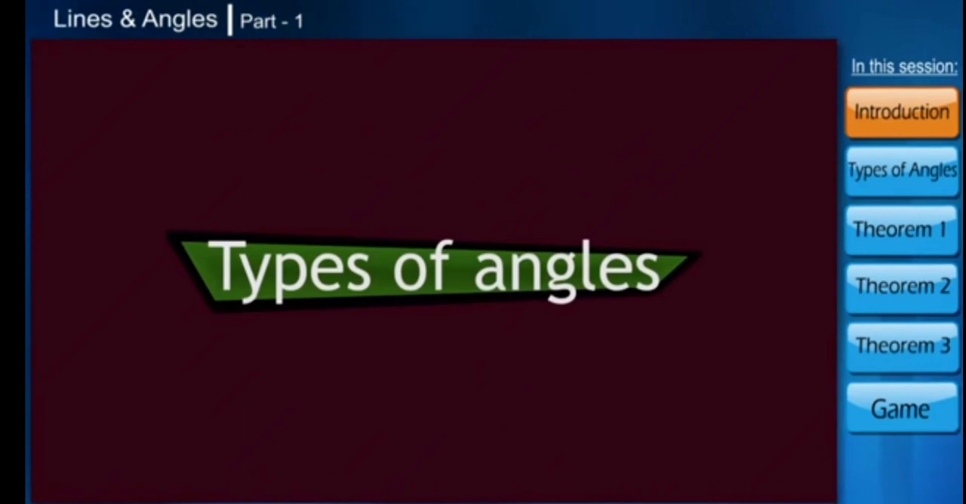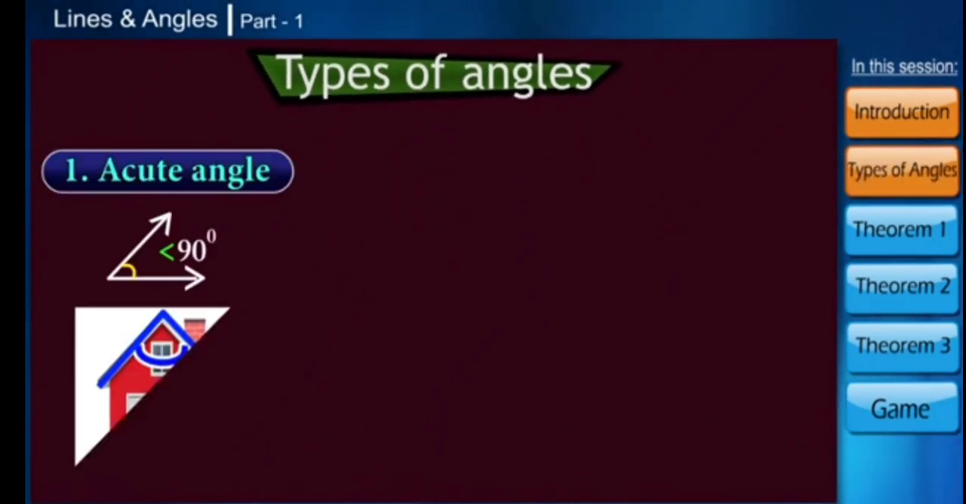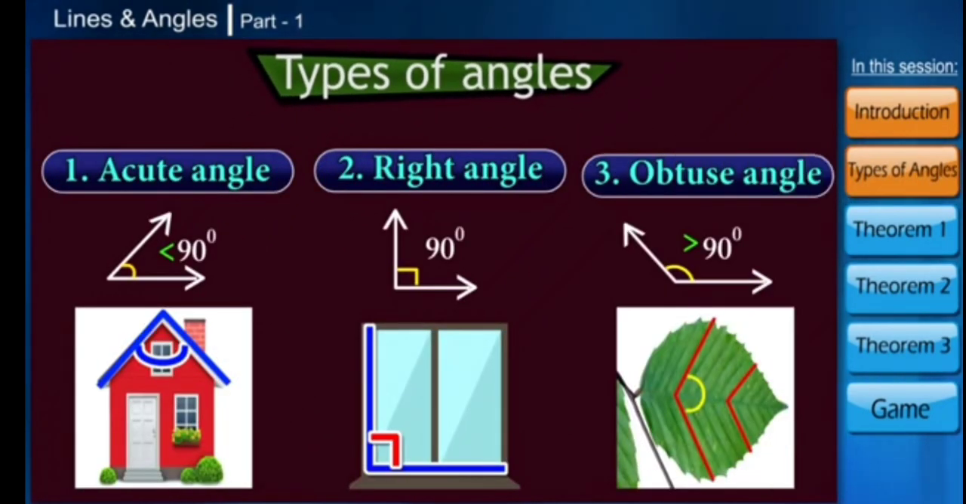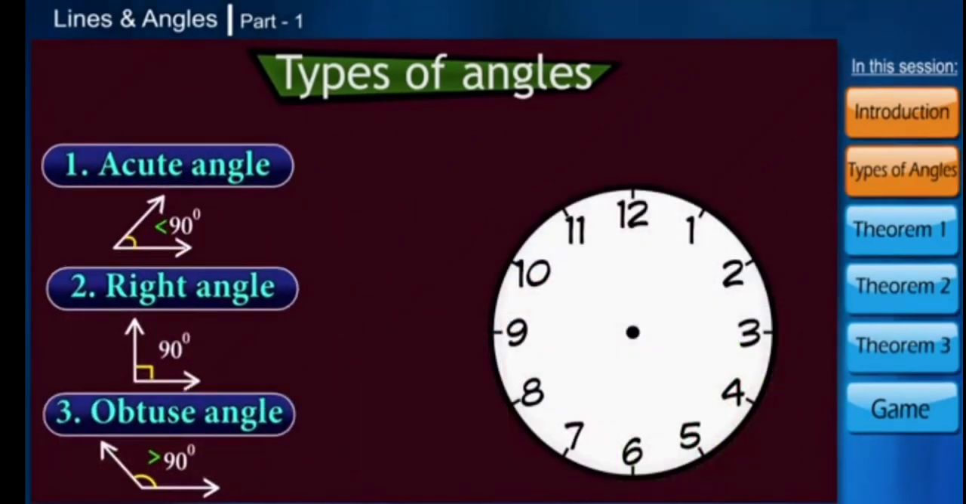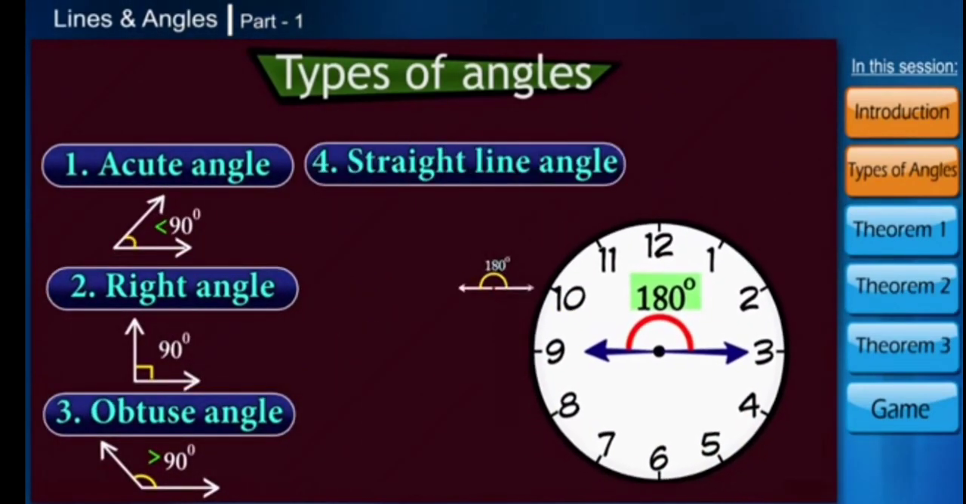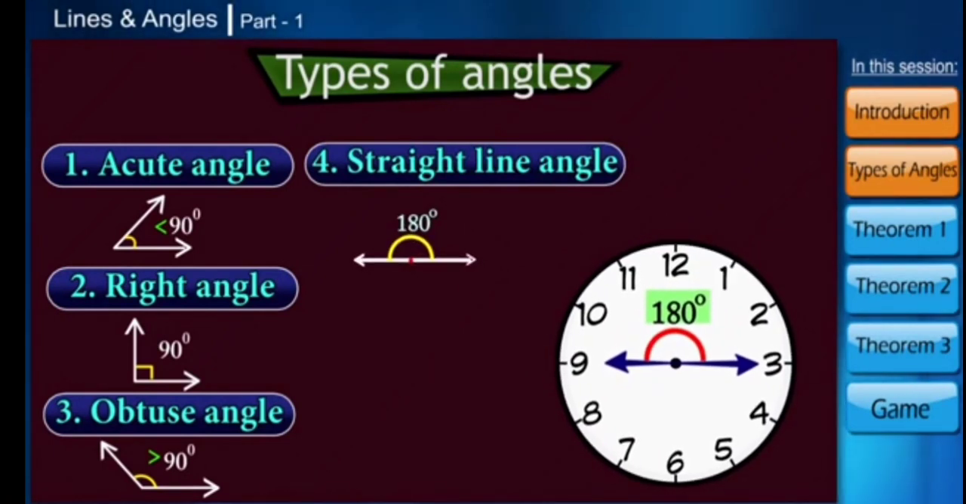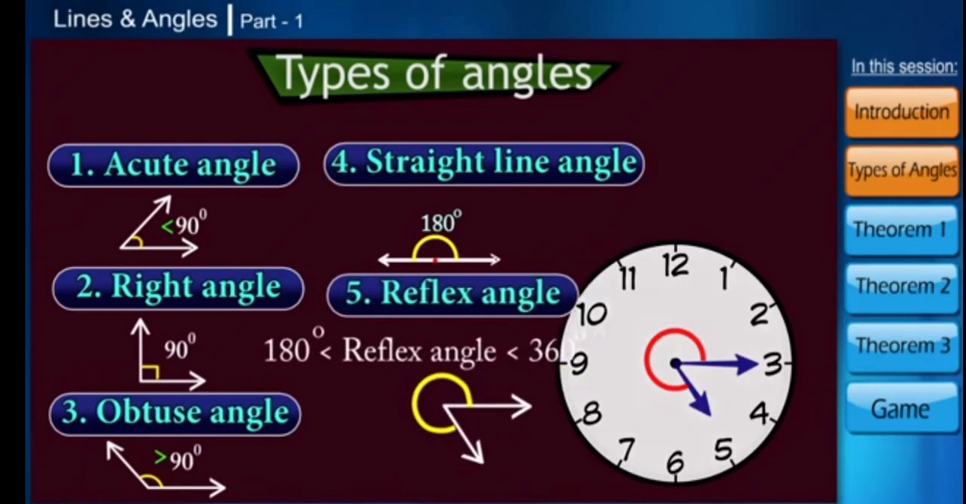Now we have few basic types of angles like acute angle, right angle, obtuse angle. Even when we have a straight line, it forms an angle of 180 degrees. But then, ever wondered how to form an angle which is greater than 180 degrees and less than 360? Well, it is simple. These angles are called reflex angles.